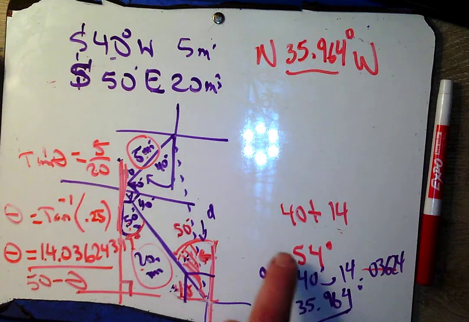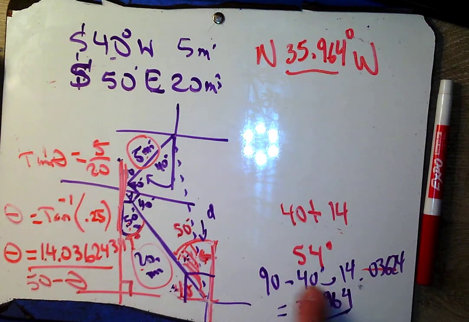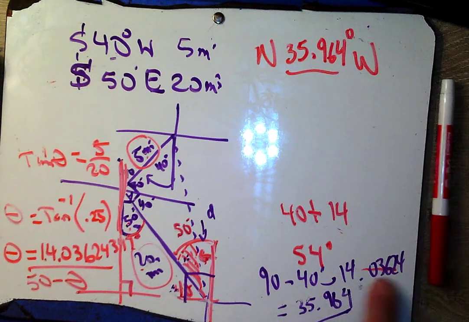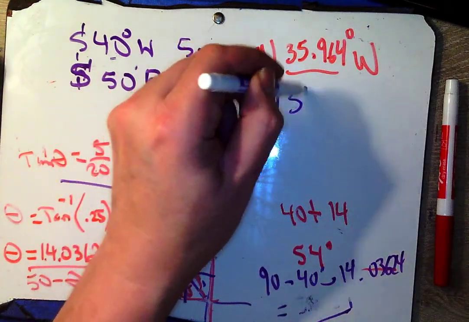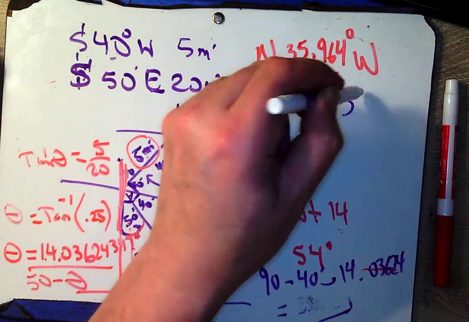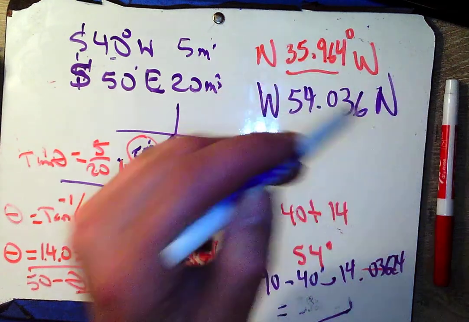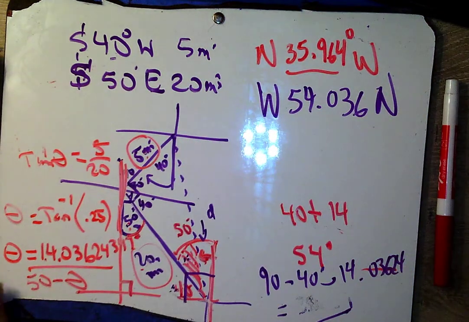In fact, this 54 one, this thing here, 40 plus 14.03, if I wanted to say head west and then a certain amount north, that would be this 54.036 north. So west 54.036 north would be an alternate correct answer there. Okay.